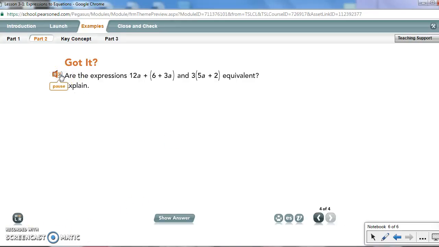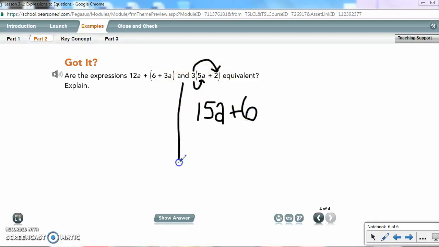Are the expressions 12 times A plus the quantity 6 plus 3 times A and 3 times the quantity 5 times A plus 2 equivalent? Explain. So let's talk about it. This second one I love because it's the distributive property. So what is 3 times 5A? Well, 3 times 5 is 15. I need to include my A and bring down my plus sign. What is 3 times 2? Well, 3 times 2 is 6. So that's one expression.